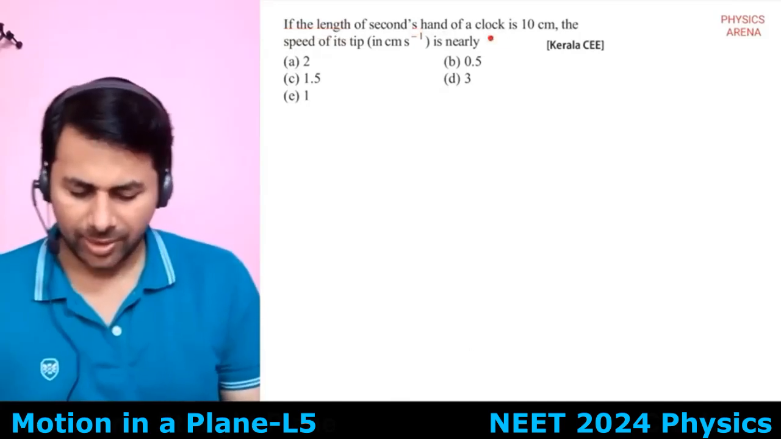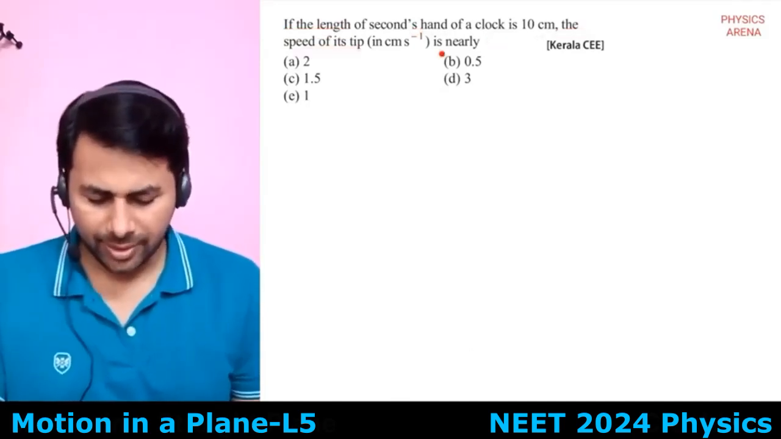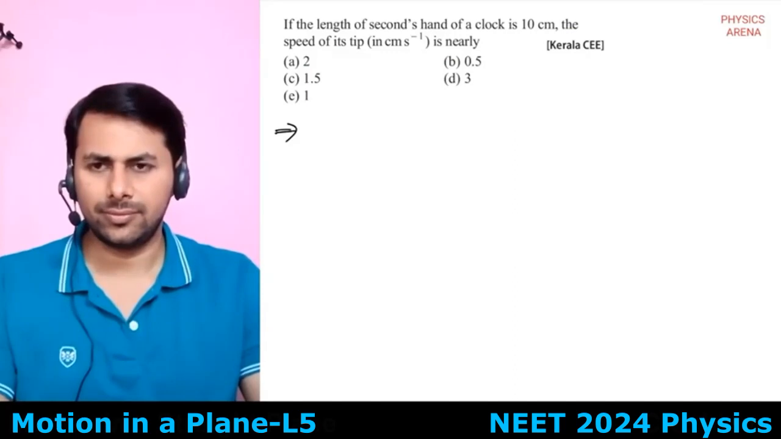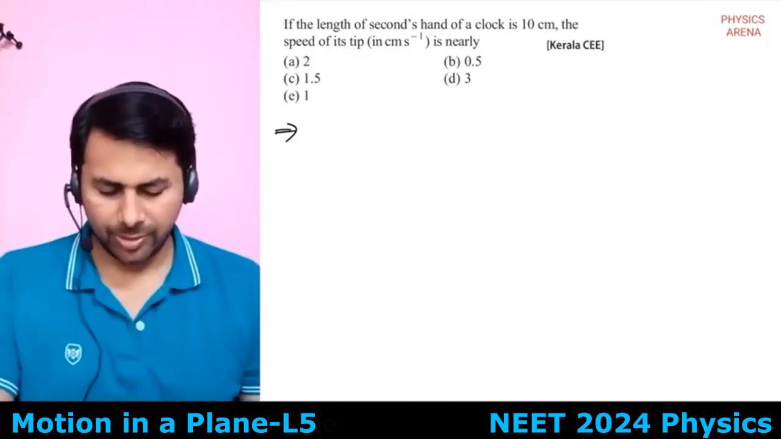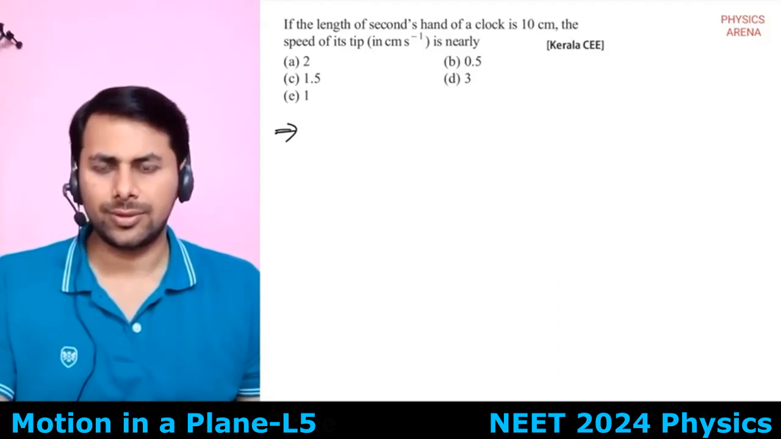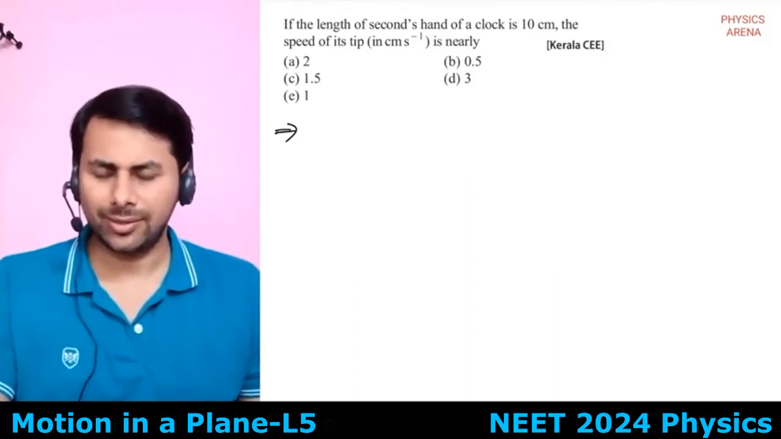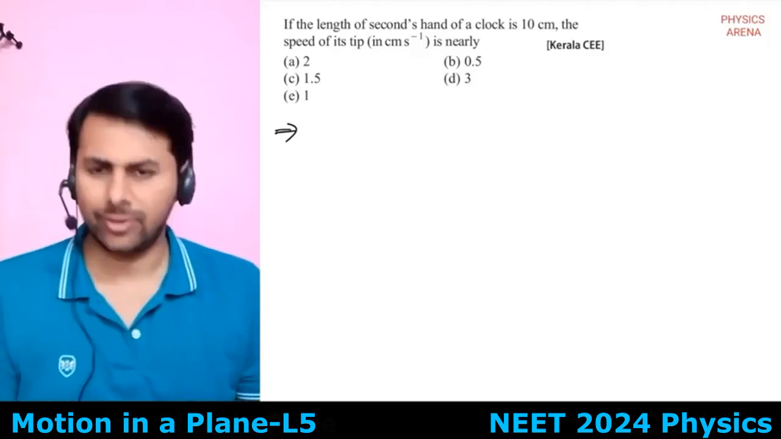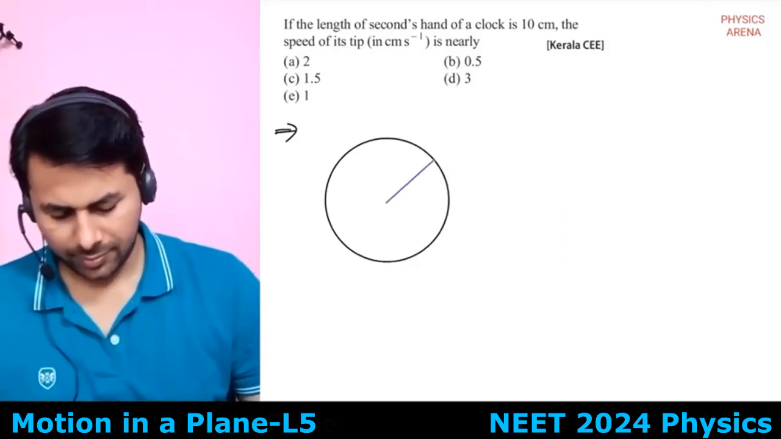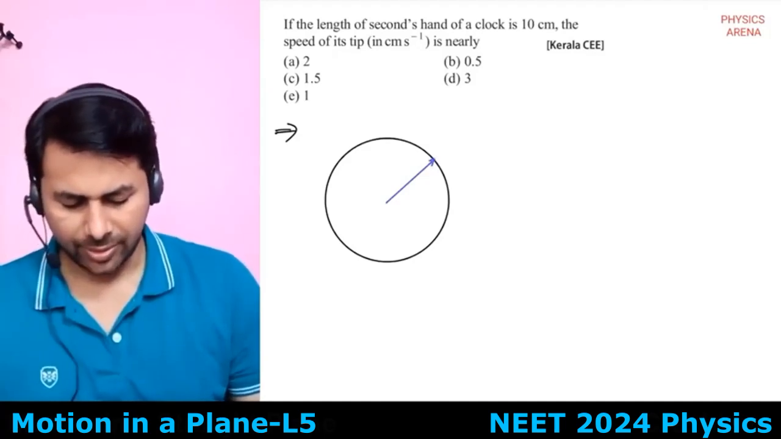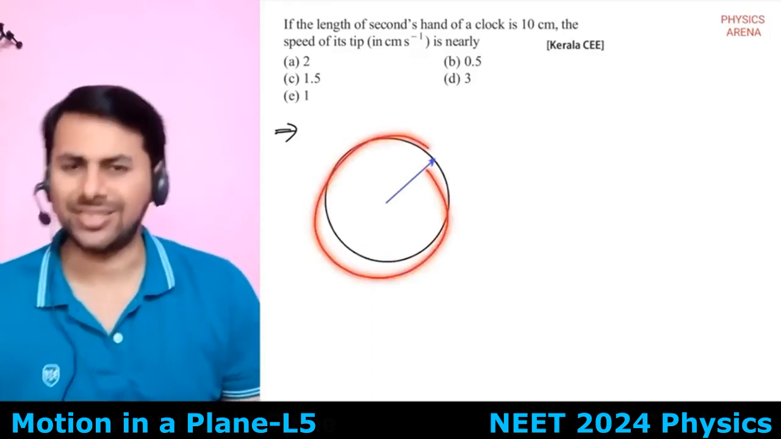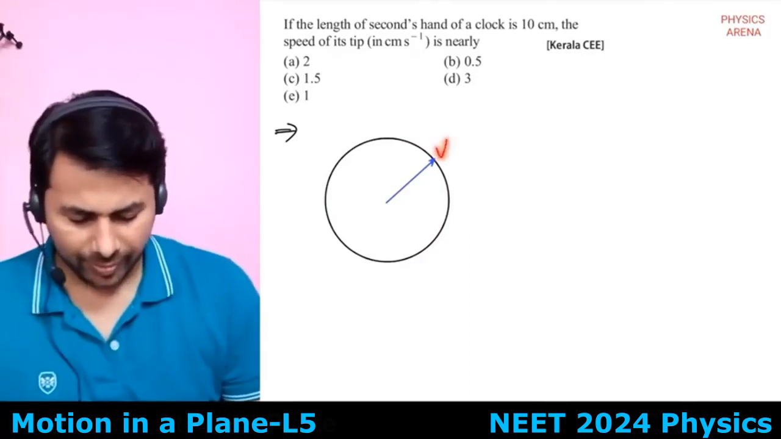If the length of the second hand of a clock is 10 centimeter, the speed of its tip is nearly. So tell me, the length of the second hand is given. What will be the speed of the tip? It's performing circular motion, right? Suppose this is the second hand of a clock. This is the tip of the second hand. It is performing circular motion in clockwise sense. So what will be its speed?